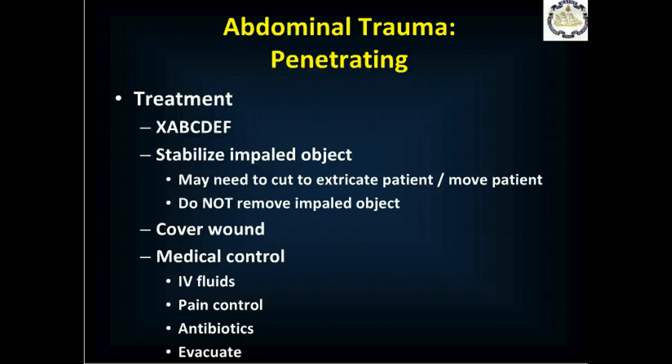For the patient themselves, X, A, B, C, D, E, F: control any exsanguinating bleeding, airway, breathing, circulation, neurologic injury. Think about that rectal penetrating injury with the stick. That could easily have injured the spine as well. Expose them to find all their injuries. If you don't expose them, leave them in their coveralls, you may not find the bowel that's prolapsed through the abdominal wall, and find other clues as to what's going on.